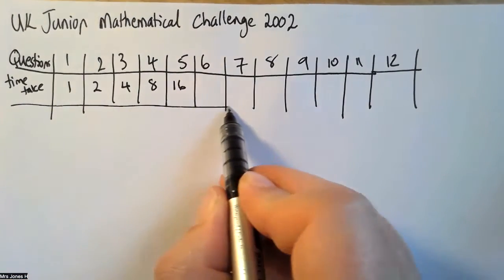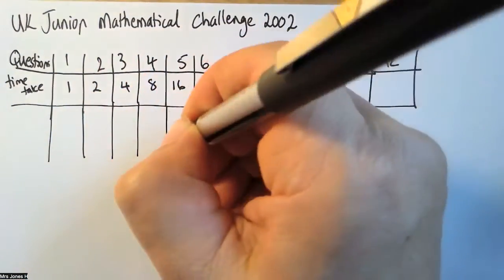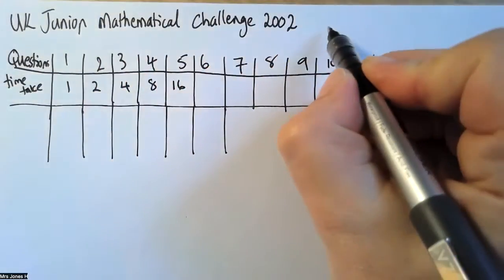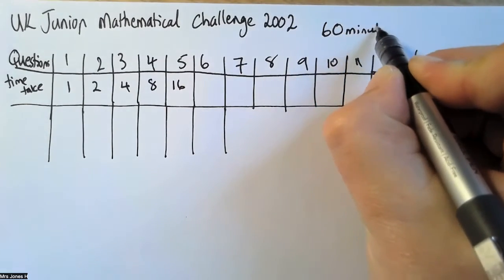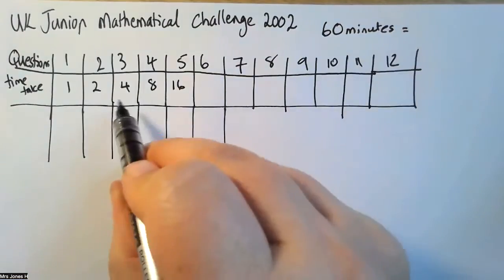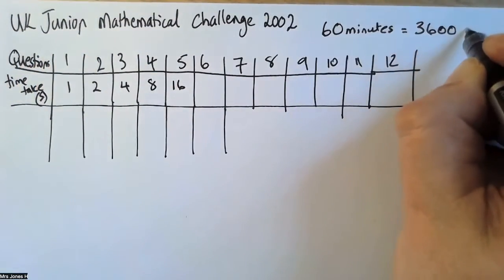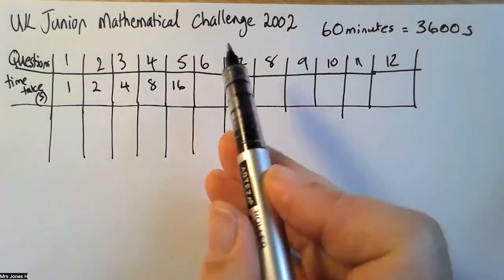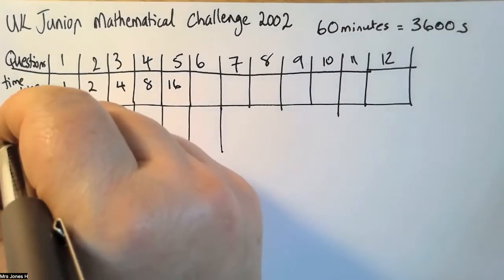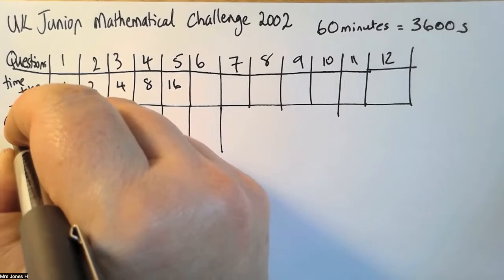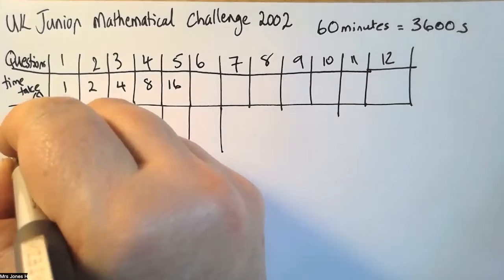Cumulatively, because we need to add up all of those, we need to find out what's the maximum amount of time. We know that this paper is going to take 1 hour, which is 60 minutes. This is in seconds, so let's make it 3,600 seconds, because I'd rather not convert these back to minutes. That would be hard. So we're looking for the cumulative time taken.